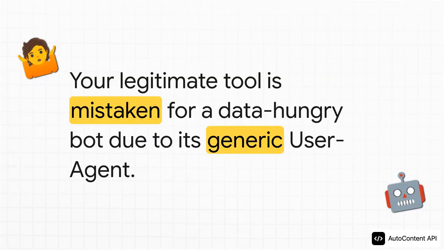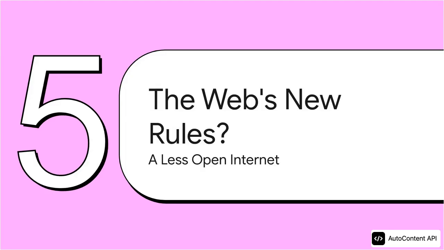And that's the real heart of the problem. You're not a data scraping bot. But because the tool you're using has a generic digital ID, the website security system, well, it just can't tell the difference. You've become a victim of mistaken identity. This isn't just some random technical glitch. It's actually pointing to a huge, fundamental shift in how the web itself operates. The unwritten rules are changing, literally right under our feet.